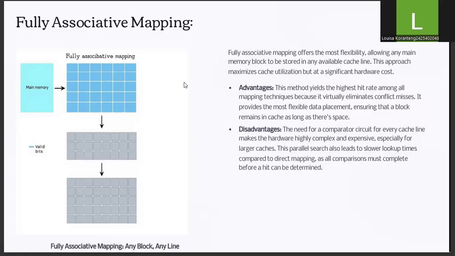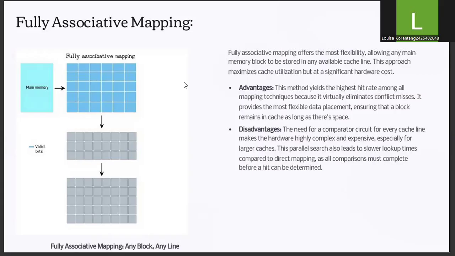An advantage of fully associative mapping is that it yields the highest hit rate amongst all the mapping techniques, because it virtually eliminates conflict misses. It provides the most flexible data placement, ensuring that a block remains in cache as long as there's space.